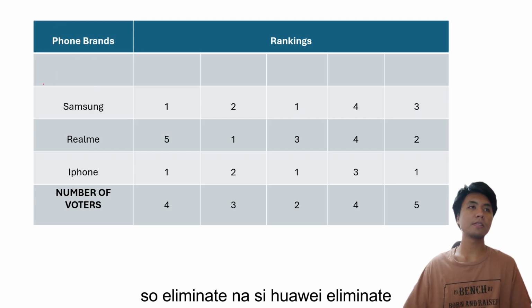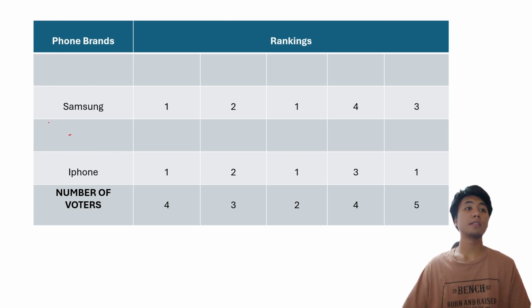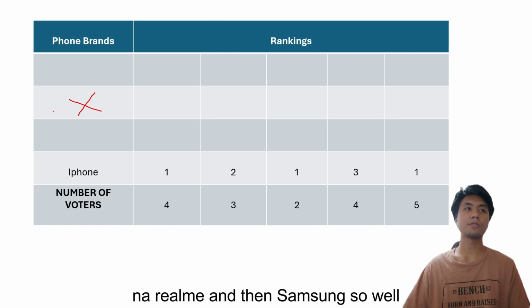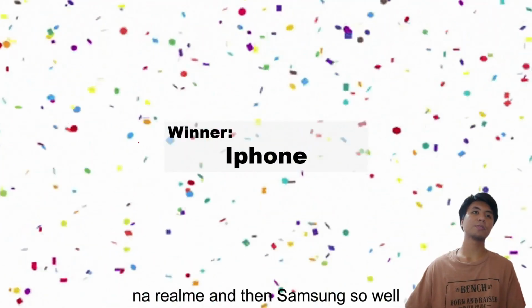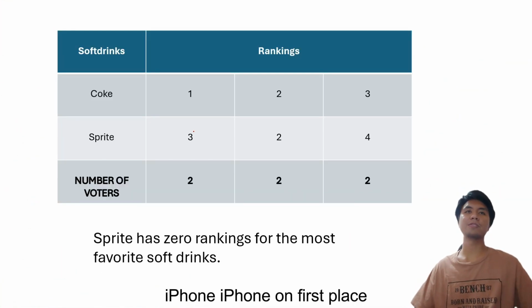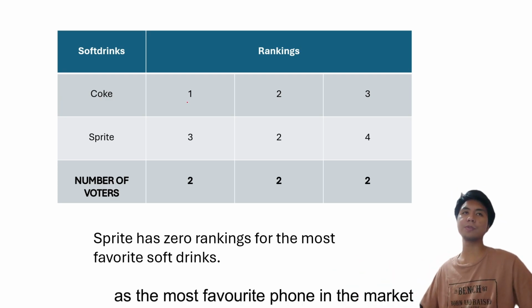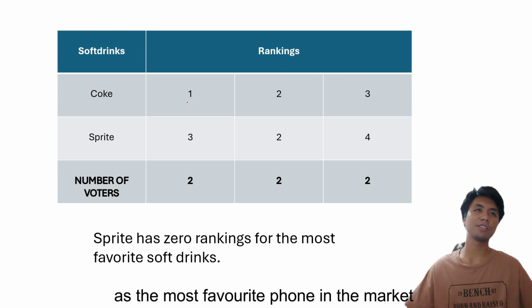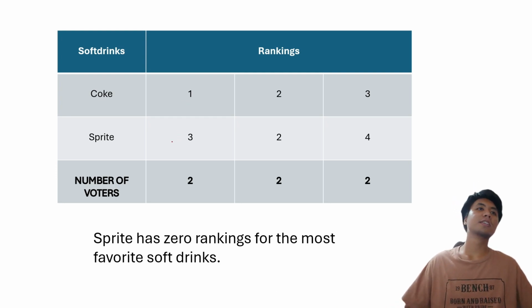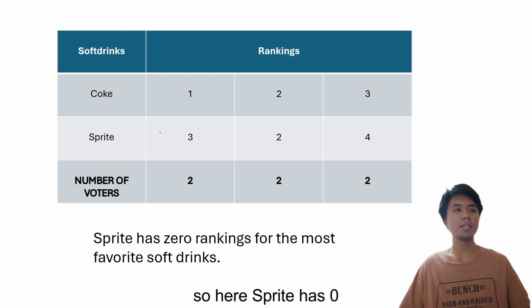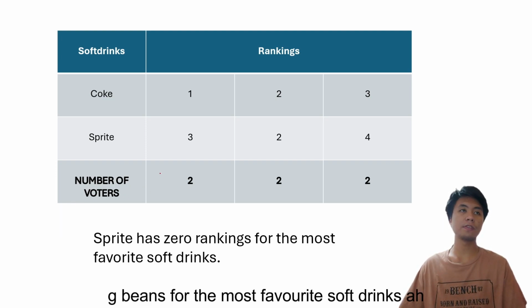So eliminate na si Huawei, eliminate na Realme, and then Samsung. So iPhone ang first place as the most favored phone in the market, in the table though. So here Sprite has 0 rankings for the most favored soft drinks.